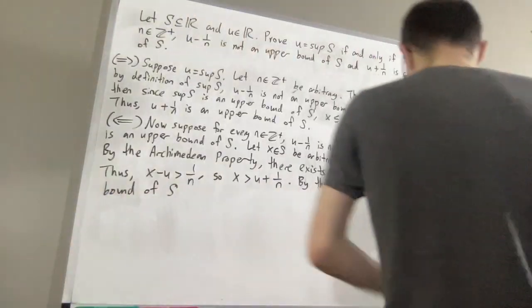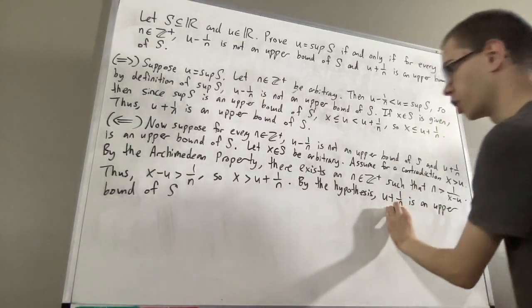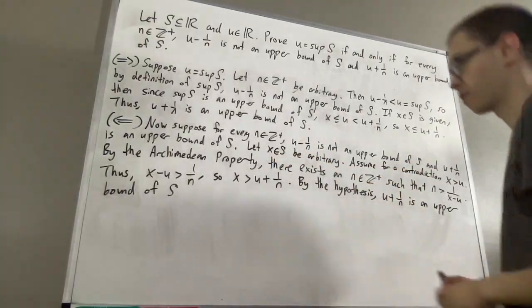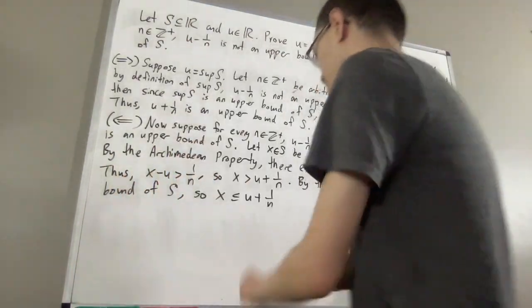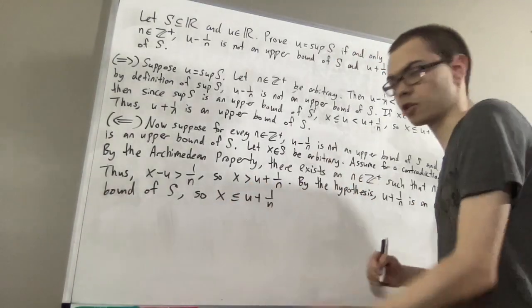And that means every element of S is less than or equal to u plus 1 over n. So in particular, x is less than or equal to u plus 1 over n. So we see x is greater than u plus 1 over n, and x is less than or equal to u plus 1 over n, so we've reached a contradiction.